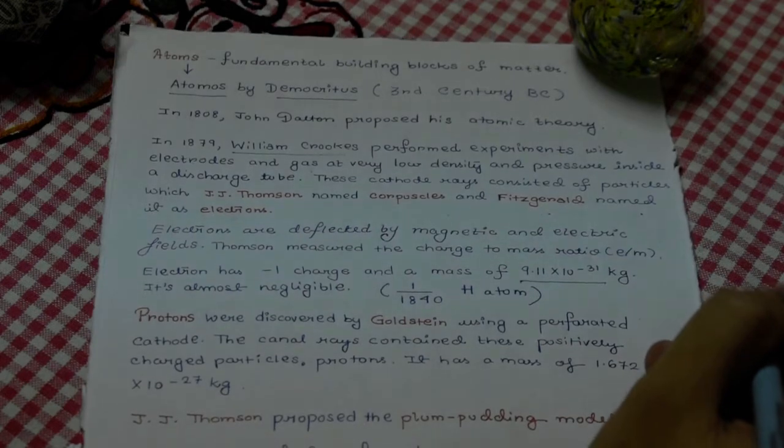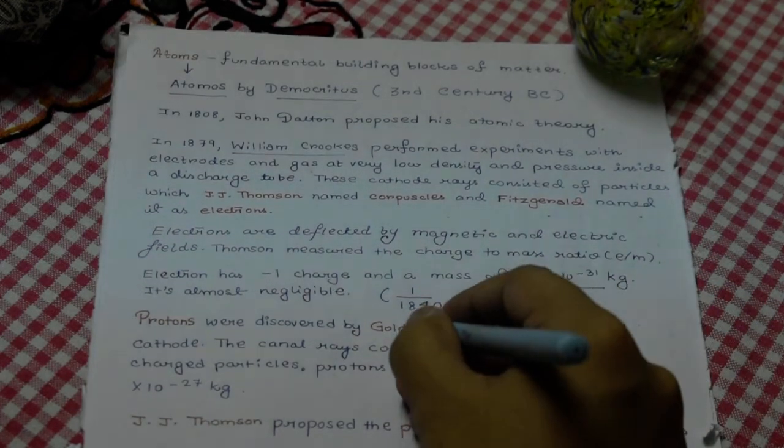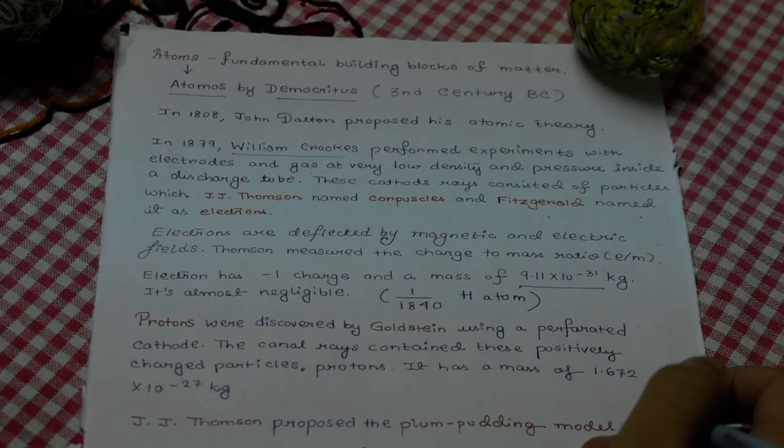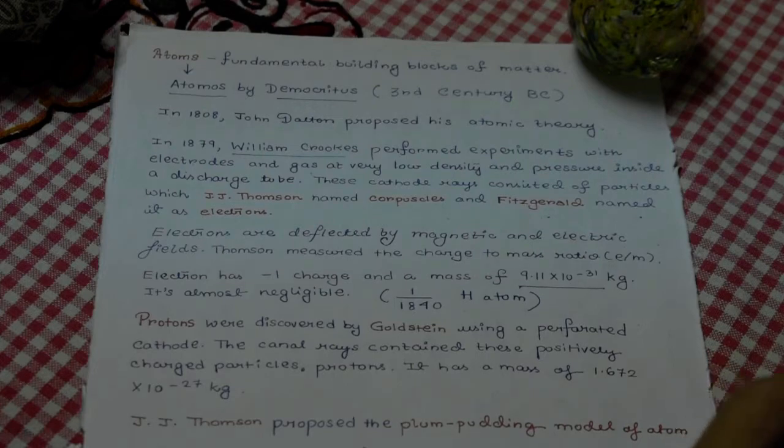Using this same cathode ray tube, Goldstein, another scientist, discovered the protons. But what Goldstein did is that he used a perforated cathode, that is a cathode which contained a number of small holes on its surface. And surprisingly, he found that there was a glow not only in the direction opposite to the cathode but also in a direction opposite to the anode. That means there must be some rays or some particles which are produced by the anode.